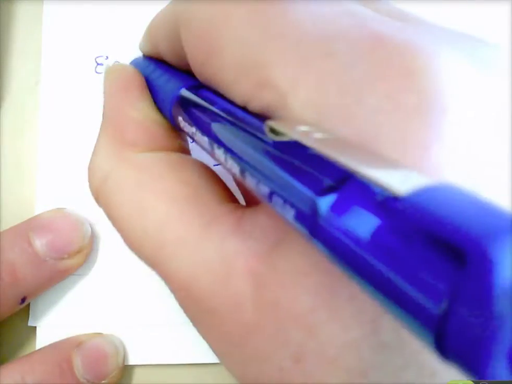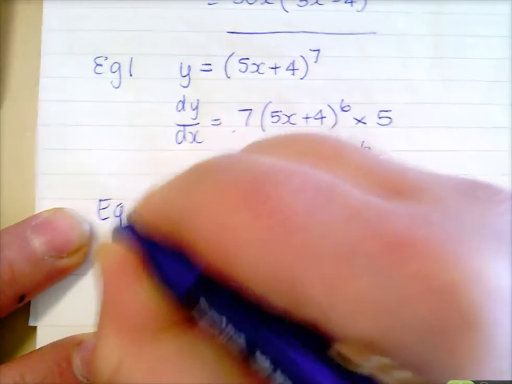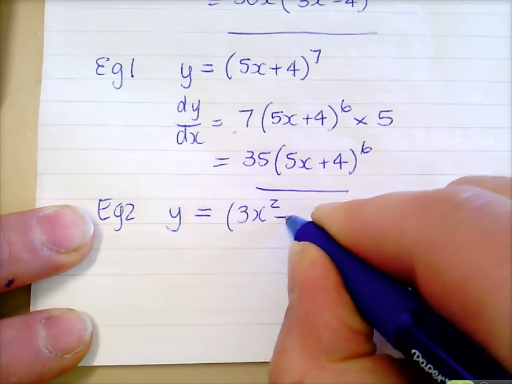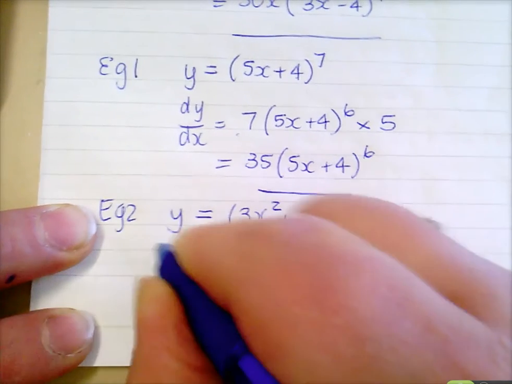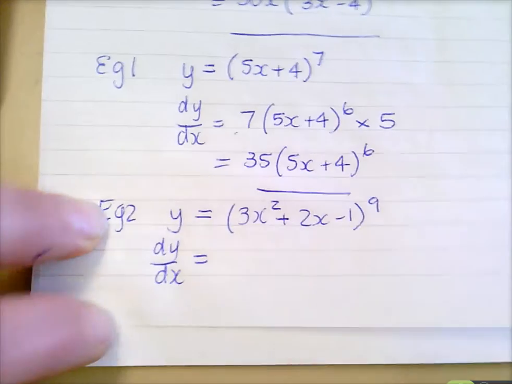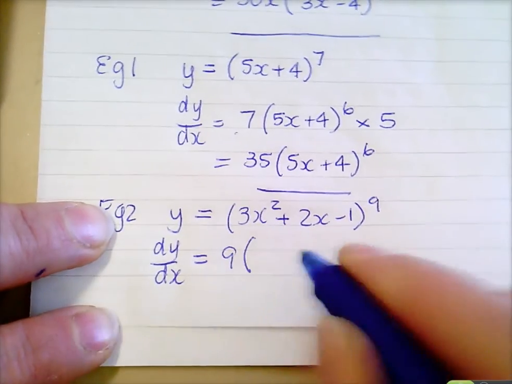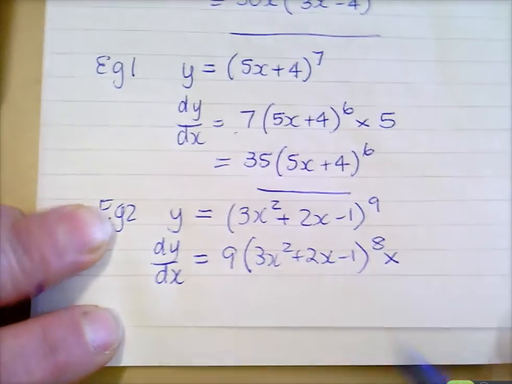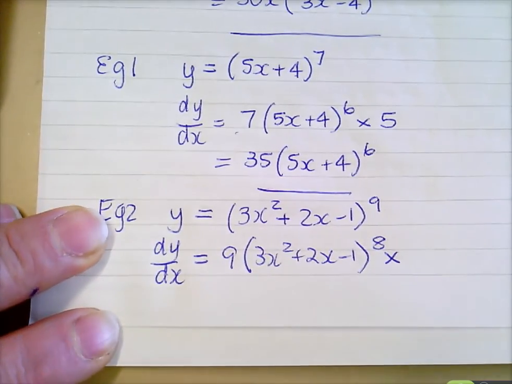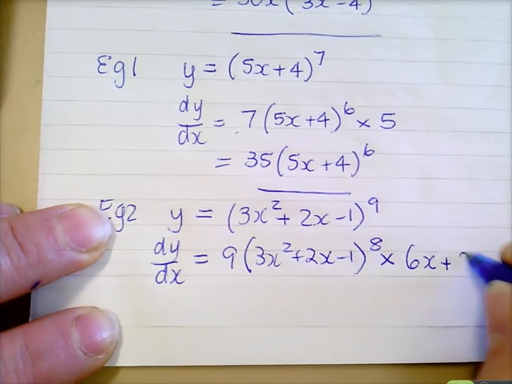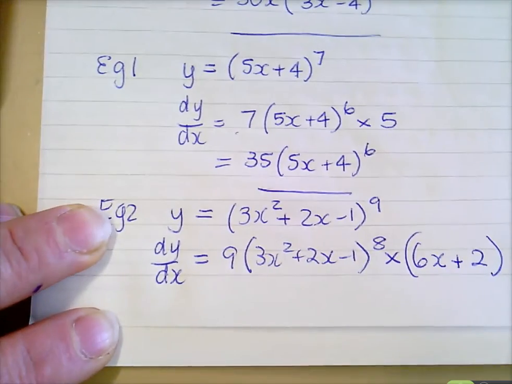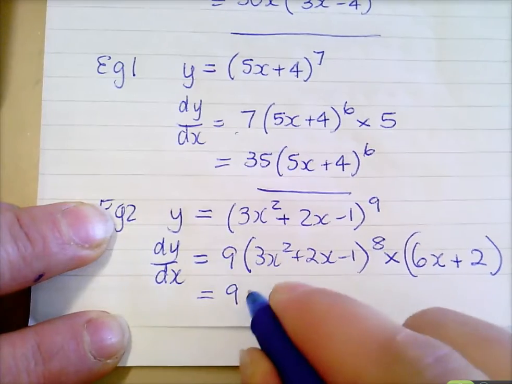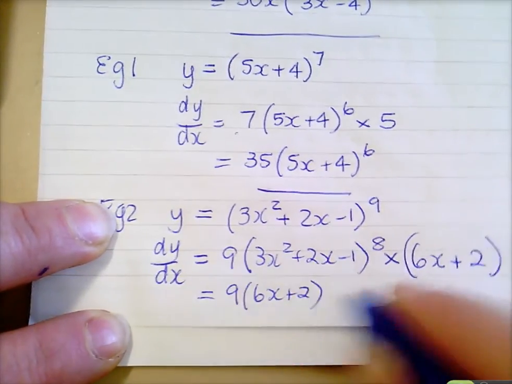Here's another example. I'll call that example 1. This is now example 2, even though the other one was 1. Y equals 3x squared plus 2x minus 1 to the power of 9. dy dx is 9, bracket, write it out, times, it's not just an x, so I have to differentiate what's inside. 6x plus 2. Be careful, can I put that in brackets because it's more than one term? So it'll be 9 times, yeah, you can probably just keep it like this.